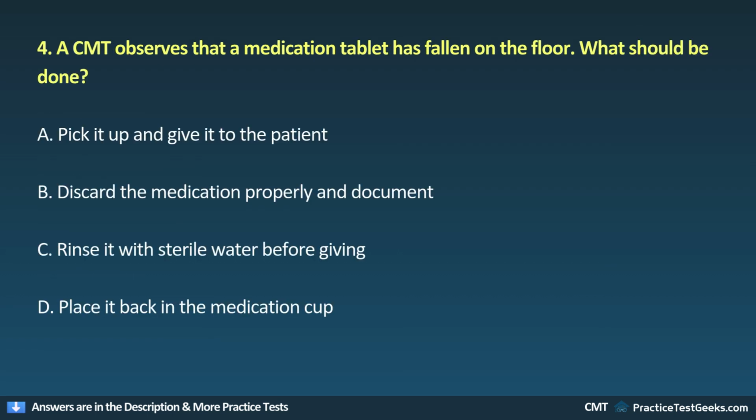4. A CMT observes that a medication tablet has fallen on the floor. What should be done? A. Pick it up and give it to the patient. B. Discard the medication properly and document. C. Rinse it with sterile water before giving. D. Place it back in the medication cup.